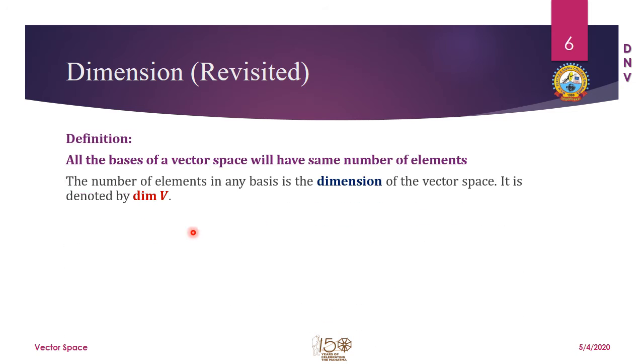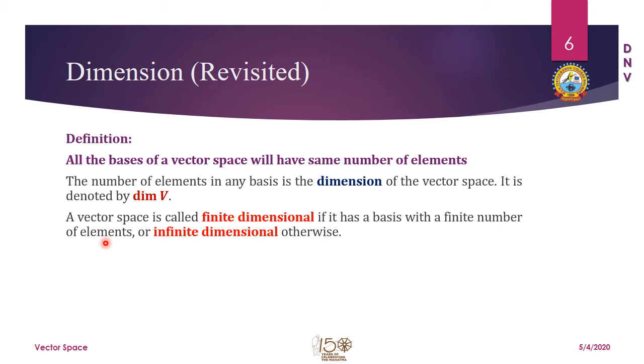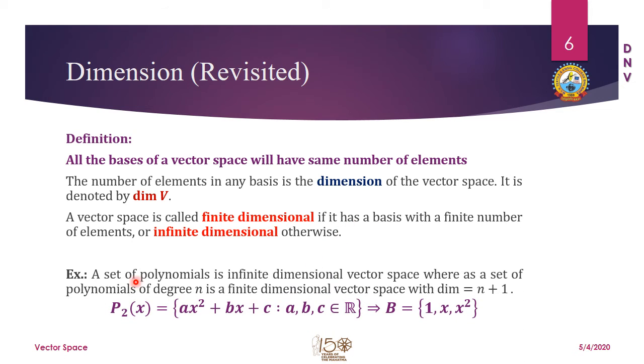So what is dimension? All the bases of a vector space will have the same number of elements, which we have already proved. The number of elements in any basis is the dimension of that vector space, and it is denoted by dim V. A vector space is finite or infinite dimensional depending upon the number of elements lying in the basis. So this is the example. A set of polynomials is an infinite dimensional vector space, whereas the set of polynomials of degree n or less is a finite dimensional vector space with dimension equal to n plus 1.